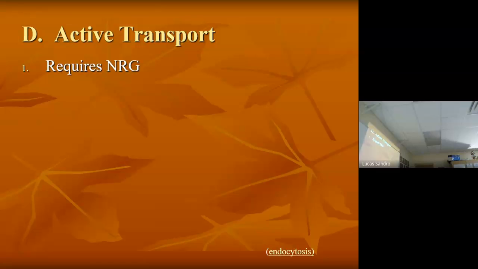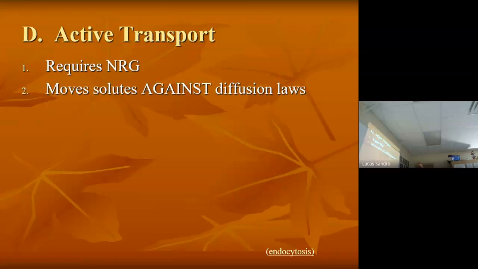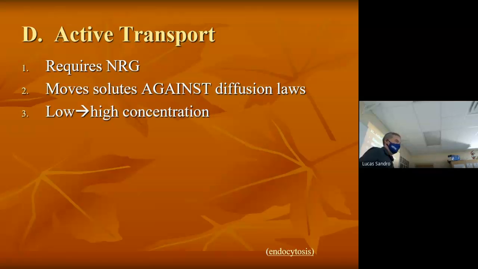The first is active transport. Active transport is a way of getting stuff in or out of a cell, spending energy. You have to use energy. You can move things against the laws of diffusion. In other words, you can make things go from low to high concentration with active transport. That's why it costs energy. Couple examples here. One you have seen already.